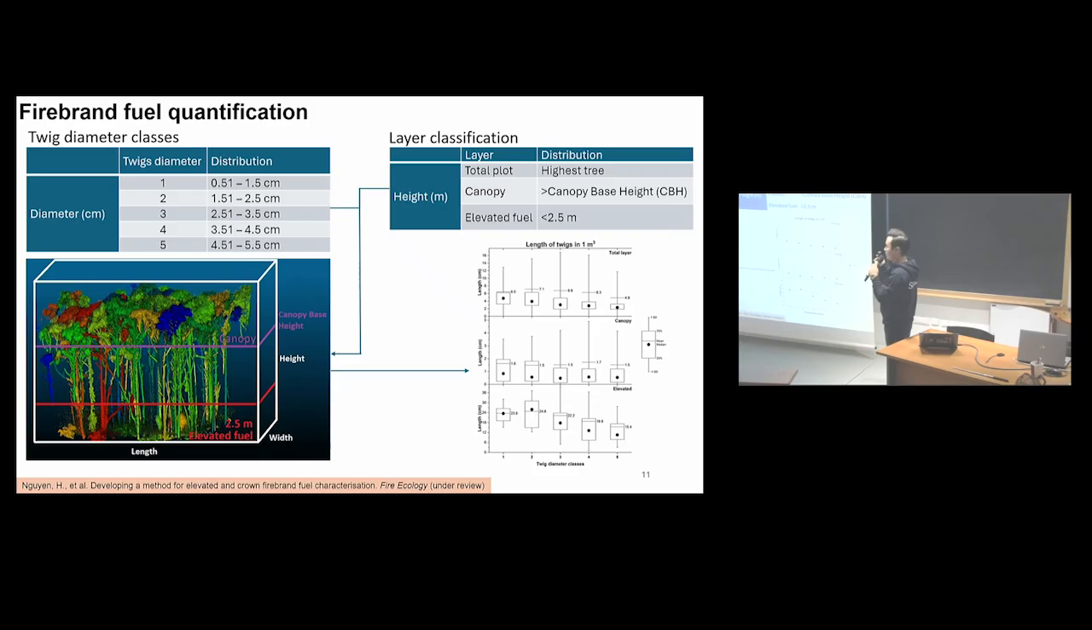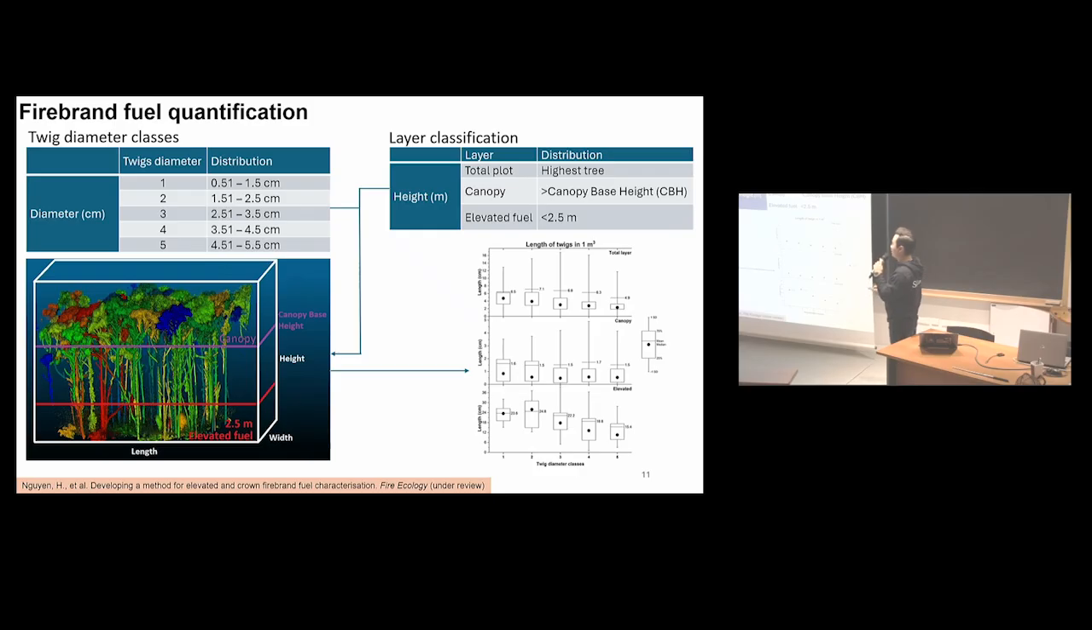What we categorize: we separate the twigs into 5 categories with 5 different diameters, 1, 2, 3, 4, 5, with the distribution here and the layer here. We have the canopy and elevated fuel as 2.5 meters from the ground here, and then we have the volume of the forest, taking the height of the highest tree and the length and width of the plot that we scan with the TLS.